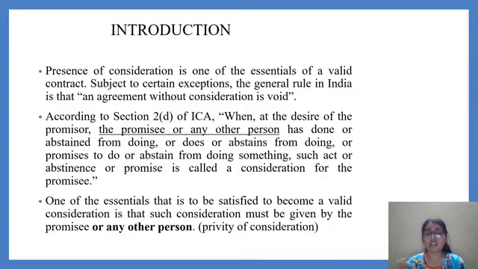Now, to become a valid consideration, there are three requirements. The first requirement is that the consideration must be made at the desire of the promisor. The second requirement is that the consideration must be given by the promisee or any other person. And the third requirement is that this consideration must be a past consideration, or a present consideration, or a future consideration. So these are all the requirements of a valid consideration. Now, one of the essentials, as I said before, is that such consideration must be given by the promisee or any other person. This comes under the privity of consideration under Indian law.